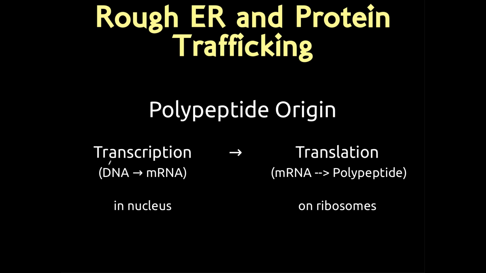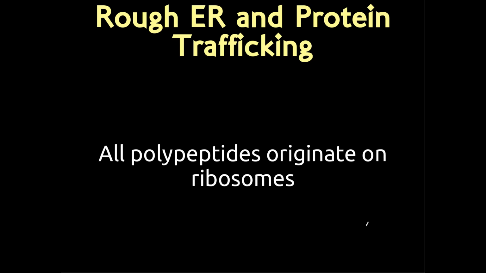The very beginning of this process is transcription, in which DNA is converted to mRNA, or messenger RNA. This happens in the nucleus. That messenger RNA then leaves the nucleus and heads outside. We're going to talk more about where this happens. That mRNA is then translated into a polypeptide, specifically with the help of ribosomes. So all polypeptides originate on ribosomes.